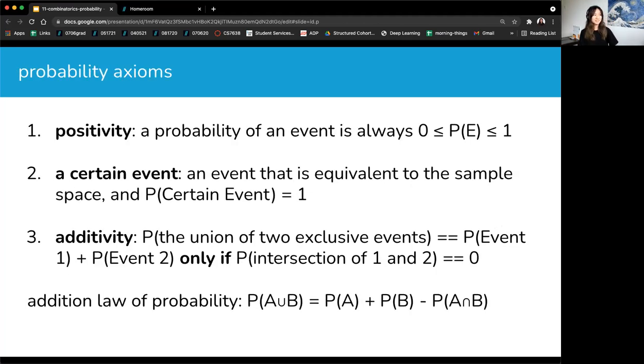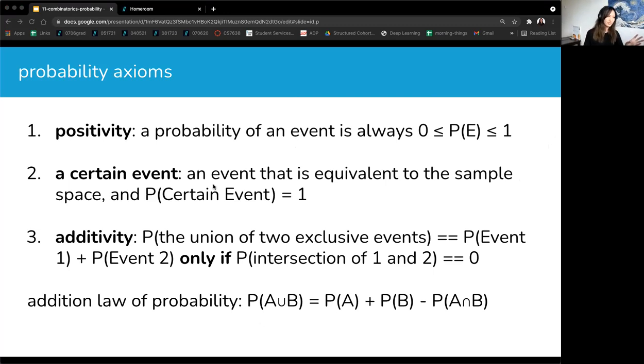All right, next there are some probability axioms. Again, not important to memorize these, but good to know because this helps us remember some probability facts. First of all, the probability of an event is always between, and inclusive of, 0 to 1. The smallest probability you can have of anything is 0, and the largest is 1.